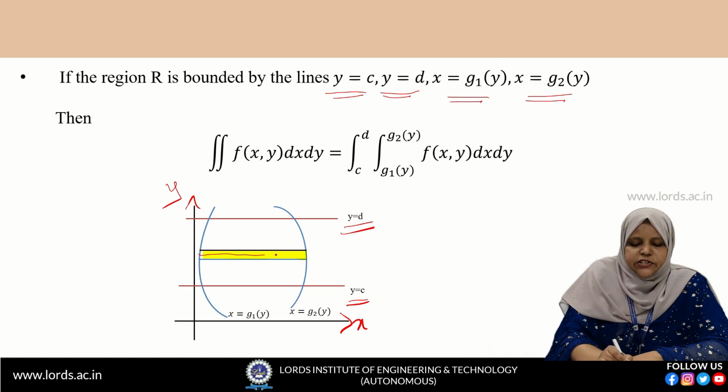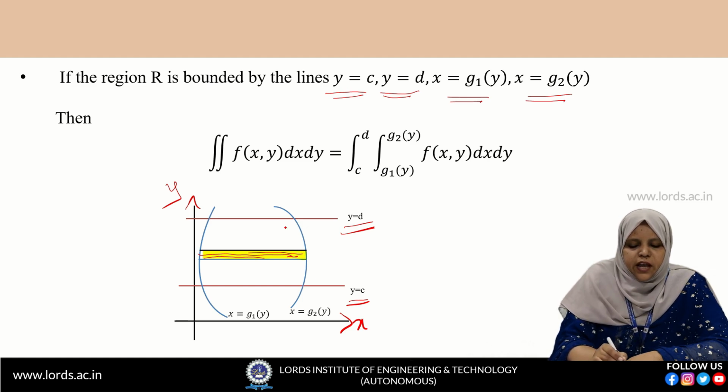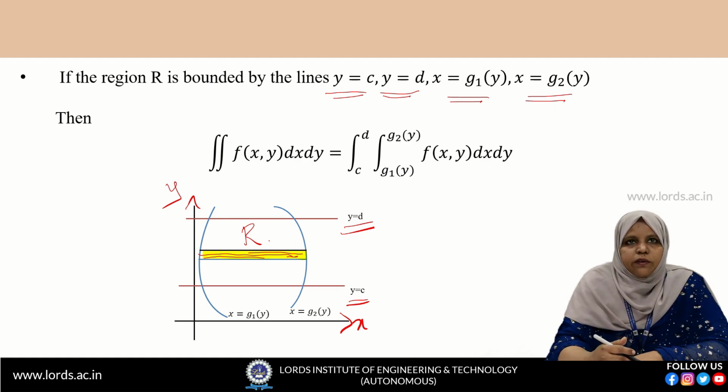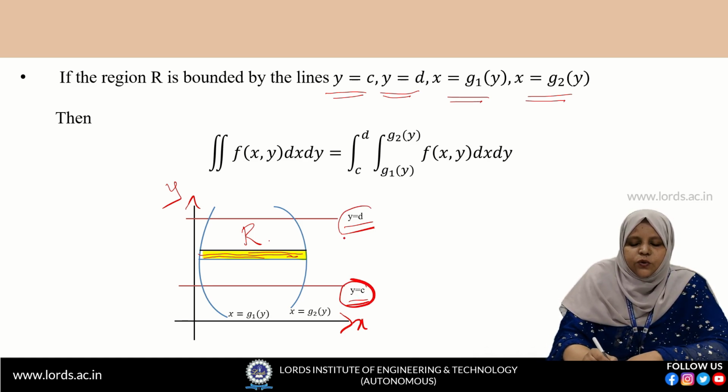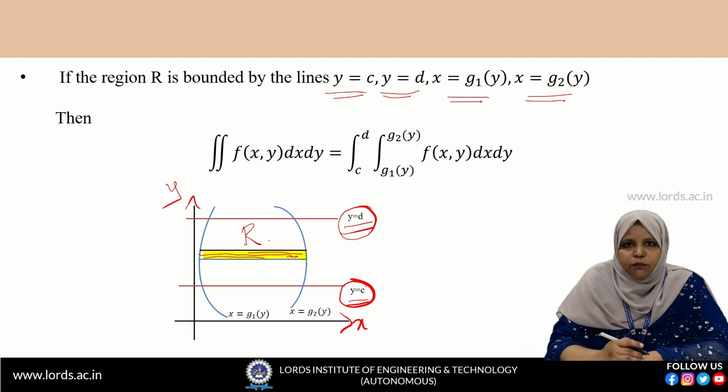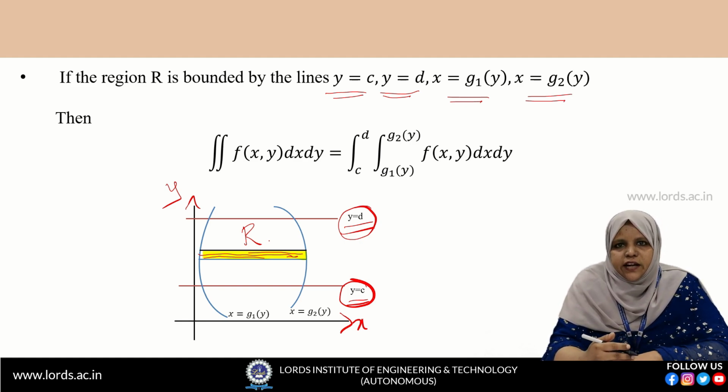I have considered a strip here, the yellow part you can see, and I have taken a horizontal strip according to the region I have got. This is the region where I have to evaluate the double integral. How will I be moving the horizontal strip? From down to up, that is from y is equal to c to y is equal to d. If I move the strip, the whole region will get covered.